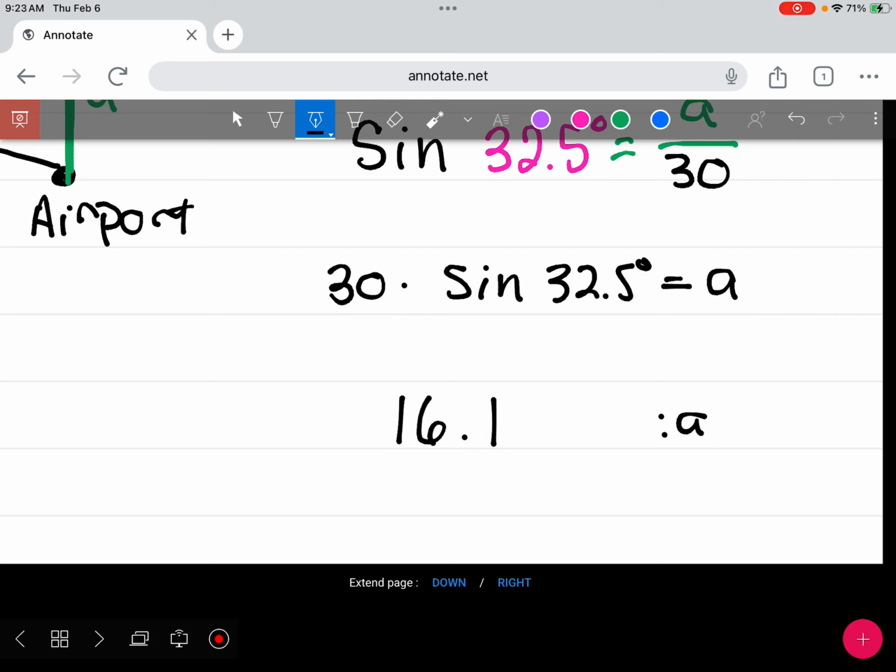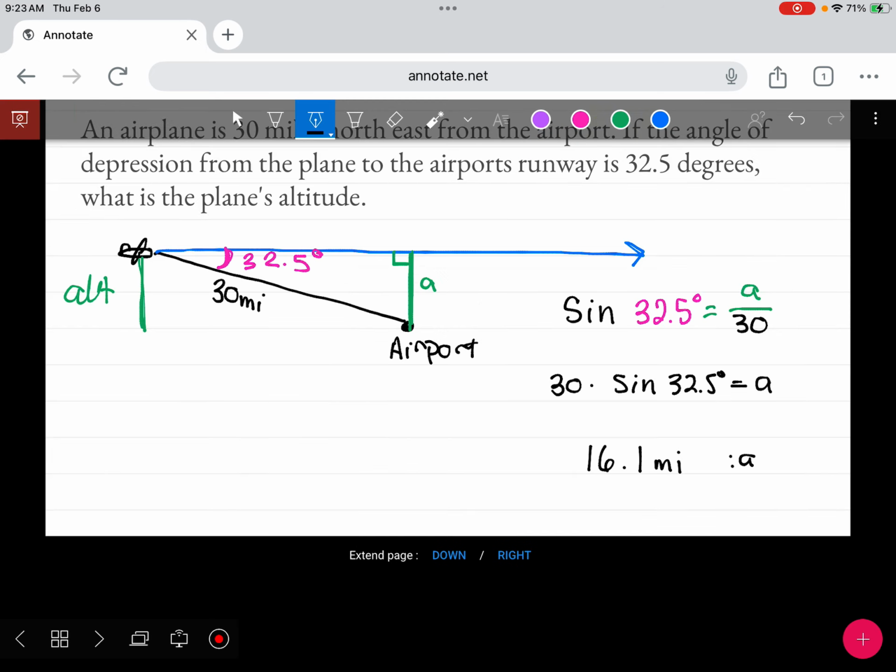16.1, what's? Feet. No, miles. Miles. You got a plane flying at 16 feet, we'd probably have problems. Unless it's coming in for a landing. Hopefully it's coming in for a landing, but if it's 30 miles from the airport, that's probably still problems.